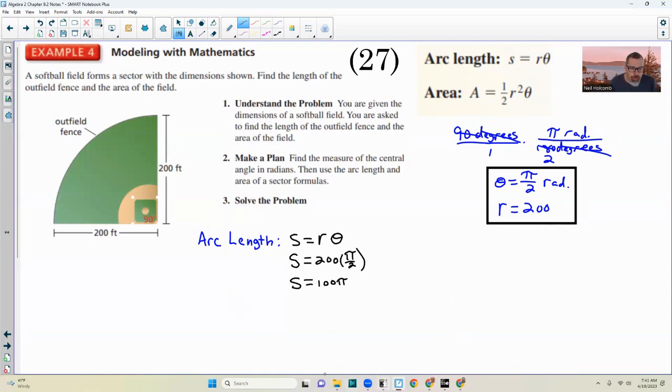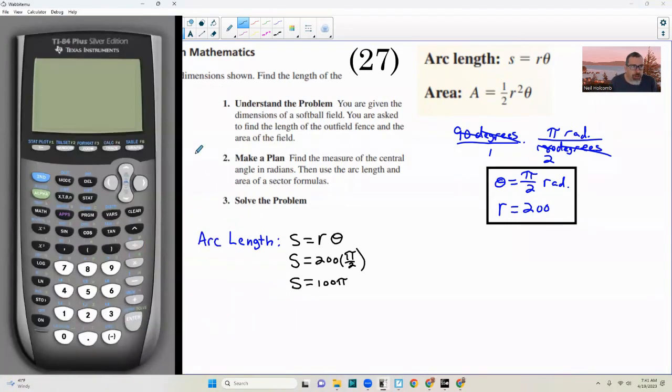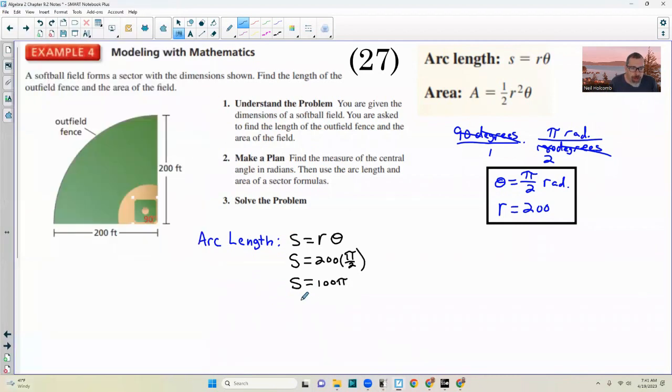And what is 100 pi? Remember, pi is, no, that was an approximation. As soon as I get rid of pi, I have to write approximately. So now S is approximately 100 times 3.14. Pi is 3.14, and multiplying by 100 moves it over 2 decimal places. So the length of the fence is approximately 314 feet. Okay, so there's the arc length, or the outfield fence.